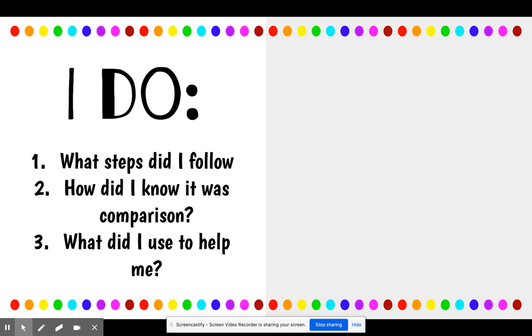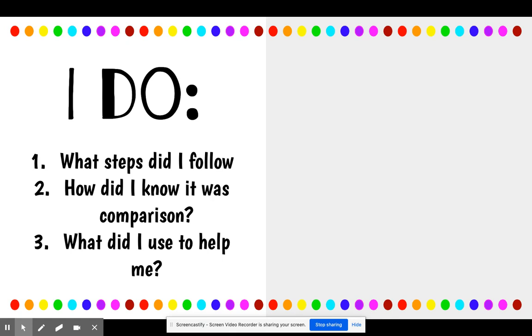So what steps did I follow? Well, obviously, the first thing I did was I read it. I looked at my text features. I really thought about my title before I even started reading. I had a hint about what it was going to be. As I read, I highlighted those signal words. I went in my journal and I looked at that page and it helped narrow down what it was.